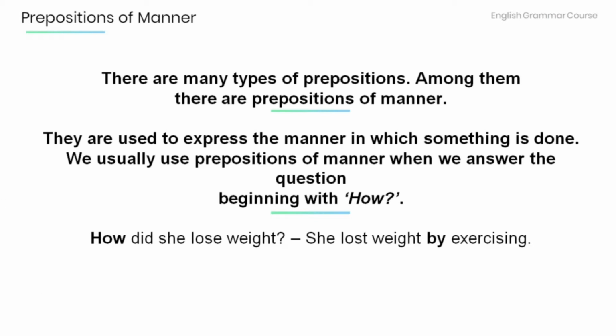Have a look at the example over here. How did she lose weight? She lost weight by exercising. The preposition of manner by expresses the manner in which she lost weight.